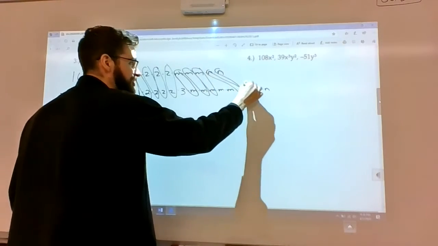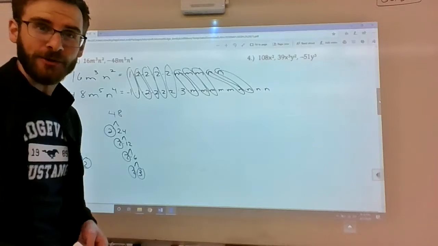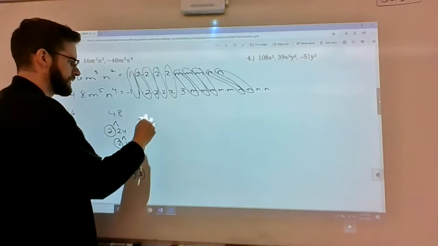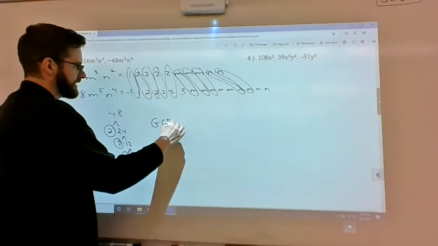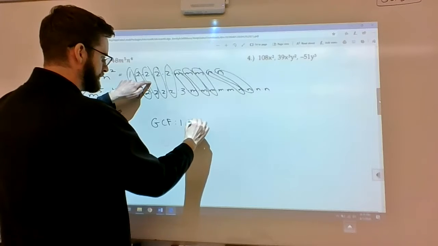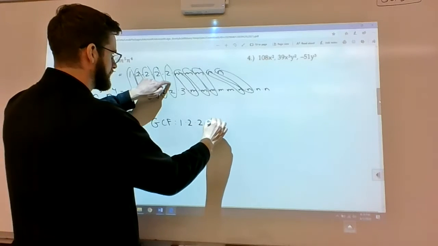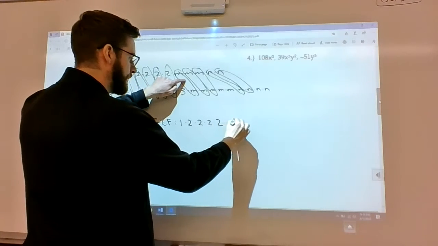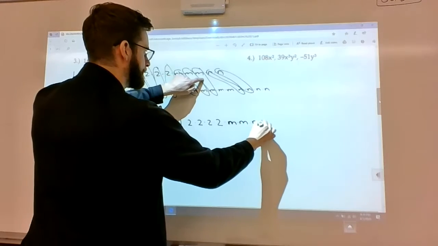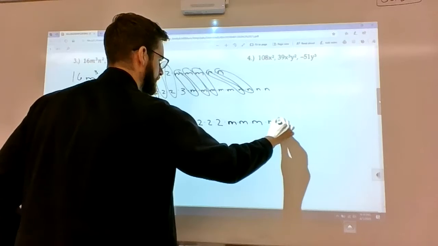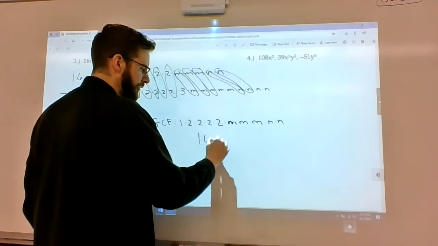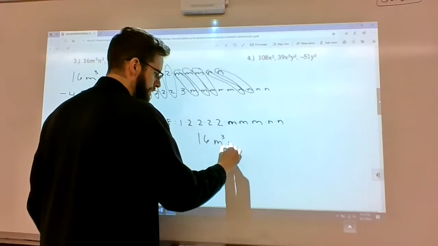Let's just say they share a lot of factors. So it should be a much larger greatest common factor than what we had from the previous two. So the GCF is 1 times 2 times 2 times 2 times 2 times m times m times m, and then 2 n's, which comes out to be 16 m to the 3rd n squared.